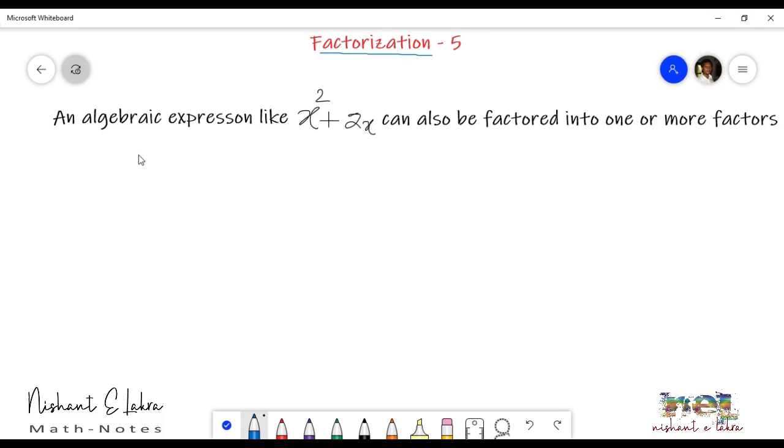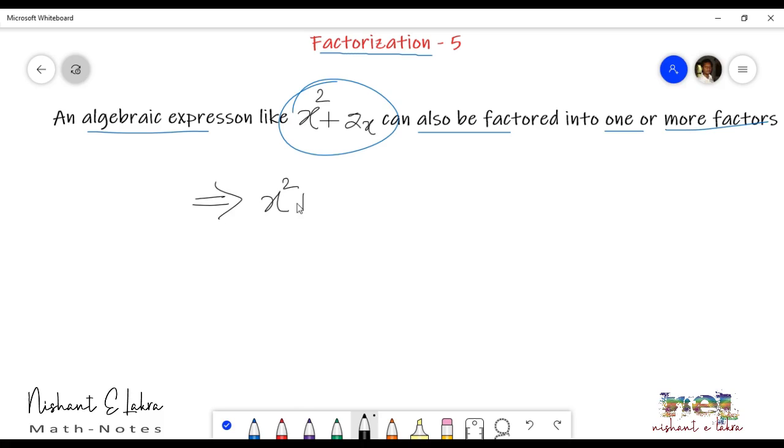And an algebraic expression like x squared plus 2x can also be factored into one or more factors. How can we do that? Let me explain to you. x squared plus 2x is equal to, what is common here? x is common, right? So x into x is x squared plus x into 2 is 2x. So x plus 2, we write it inside the bracket.